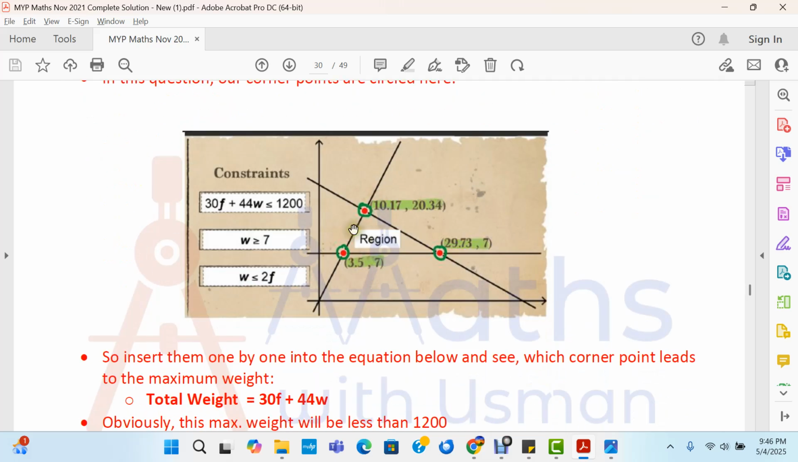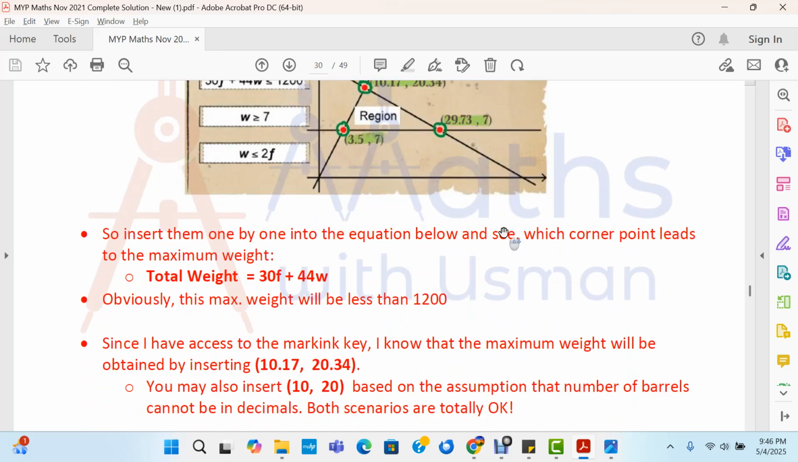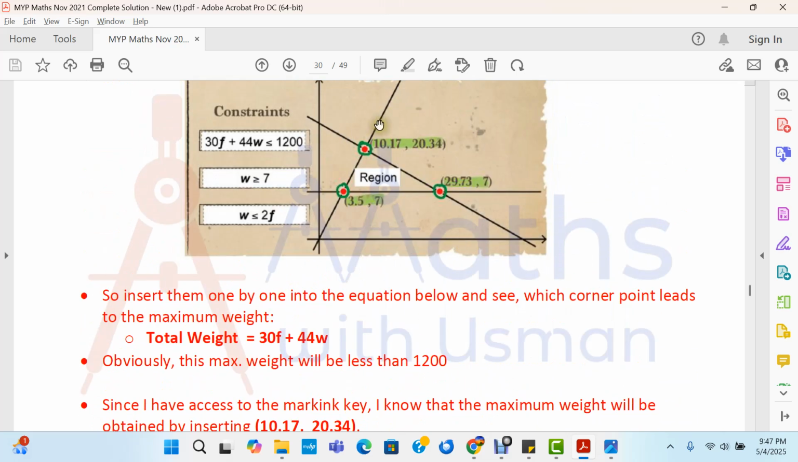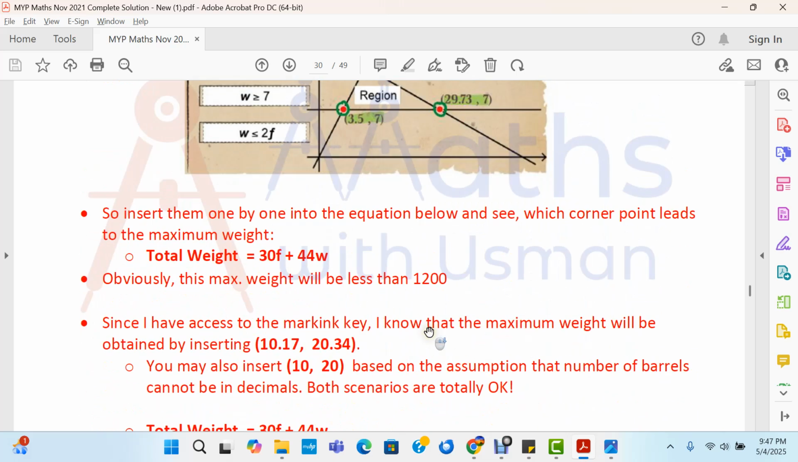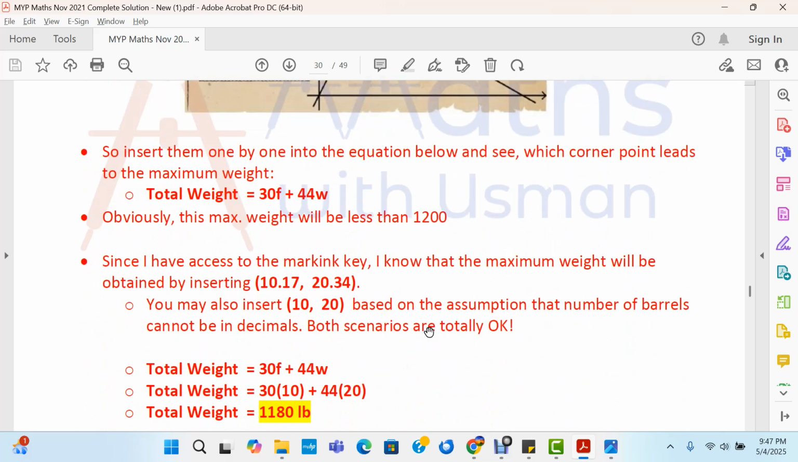Okay, so finding the maximum, whenever you have a linear inequality sort of a diagram and the region is specified and you want to find the maximum or minimum, always use the corner points. So I can choose this combination to find the maximum weight the barrel can carry. I can find this combination of food and water barrels. I can have this combination of food and water barrels. Okay, so if I choose this point over here, 10.17 and 20.34, you know barrels can't be decimals, right?